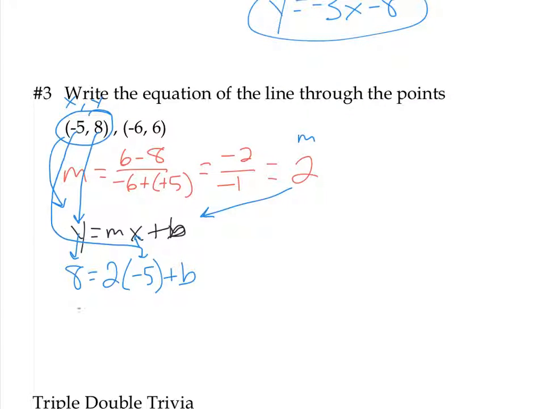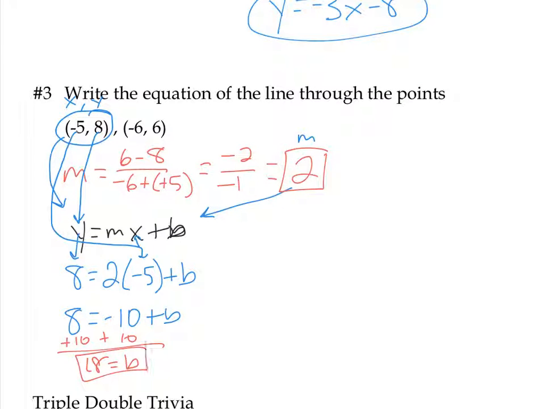And now we can solve this. We'll have 8 equals -10 plus b. And when you add 10 to both sides, you get 18 equals b. So now we have the two things we need. We have the slope and we have the y-intercept.